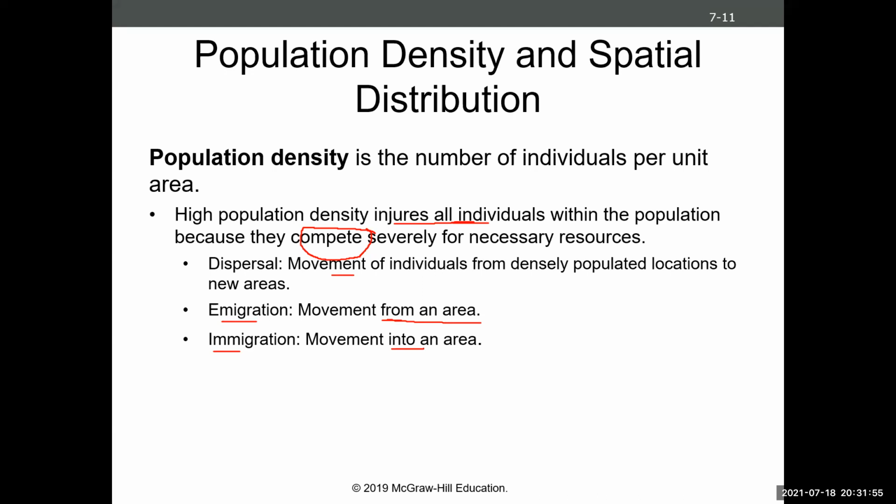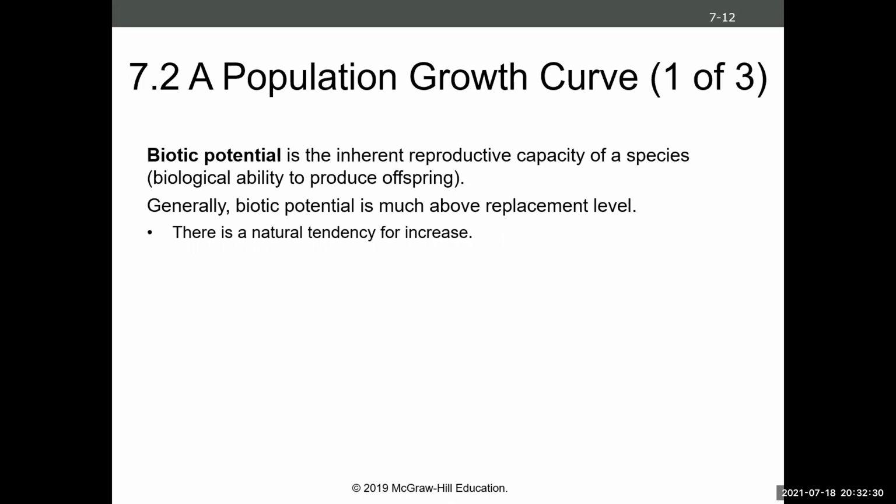Really, dispersal doesn't have to be from densely populated areas. It's just that most of the time when areas are densely populated, it benefits the individual to move from that densely populated area so they can find a less dense area to get more resources per individual. But dispersal can be from low to high or high to low. It doesn't really matter. It's just movement of individuals. But a lot of times you see it from densely populated areas to less densely populated areas.